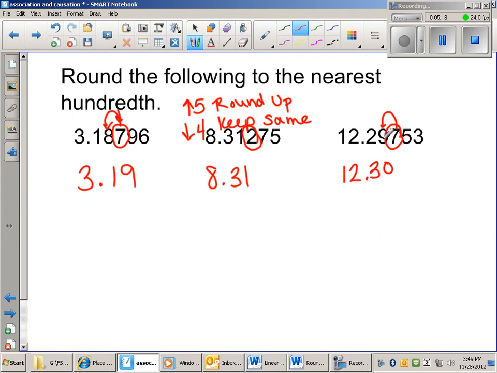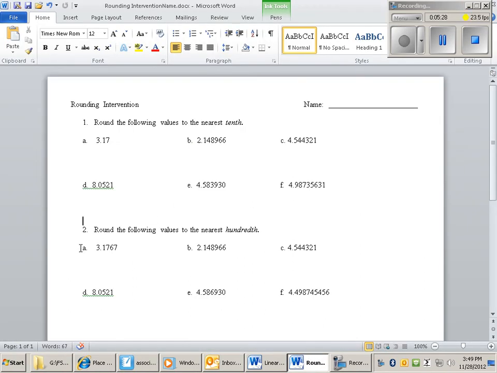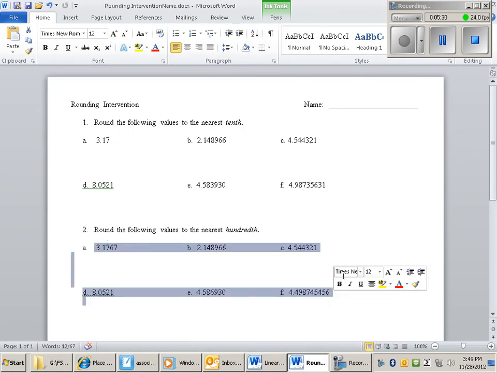So at this point, get your worksheet out and do number 2. So work on these 6 problems here on number 2 where it asks you to round these values to the nearest hundredth. Pause the video, and when you are finished, we will look at the answer key.